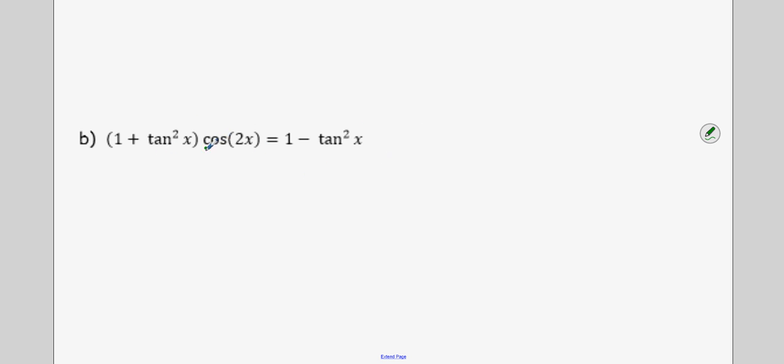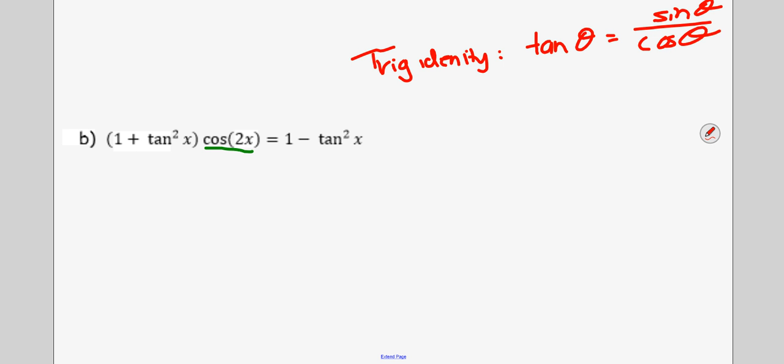Yeah, cos 2x. When I see cos 2x, I think, ugh, because as you know, there are 3 different versions of it. So sine 2x is easy. I have to sub in 2 sine theta cos theta. But for these ones, you have to think, which one is going to be the easiest? So let's write out the trig identity, because that's one thing you're going to need to be aware of. Tan theta equals sine theta over cos theta. And then you think double angle.